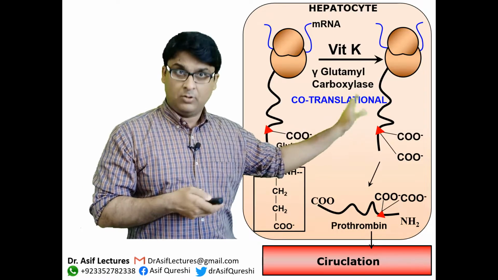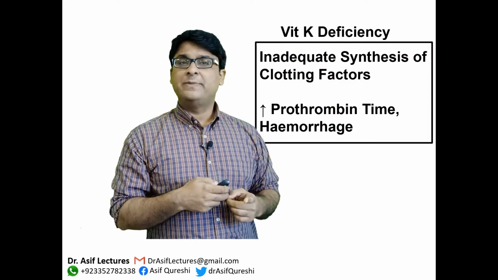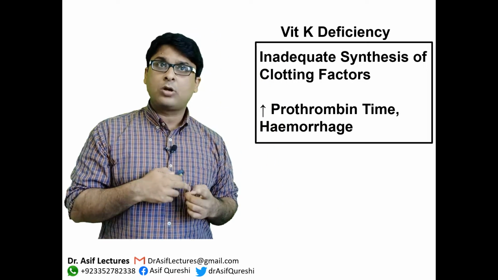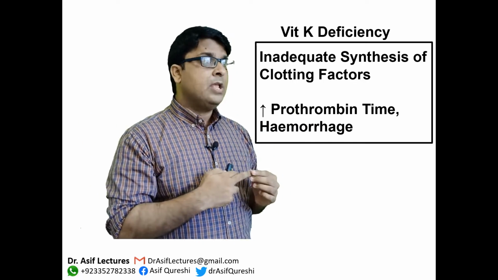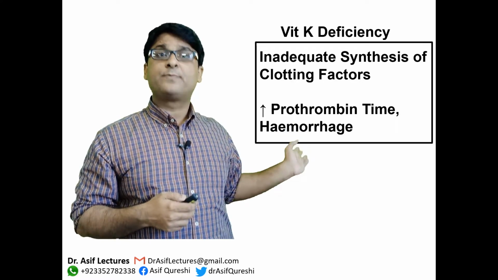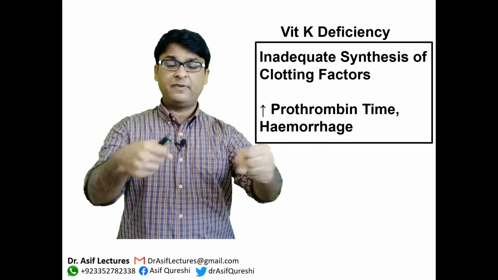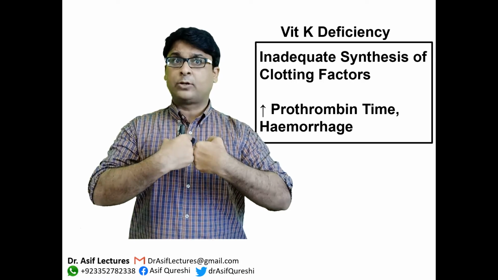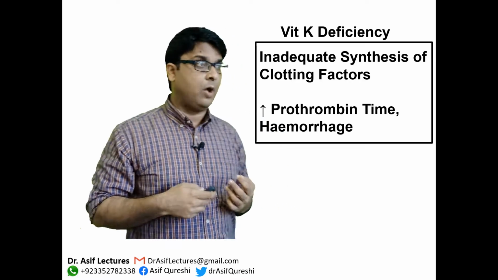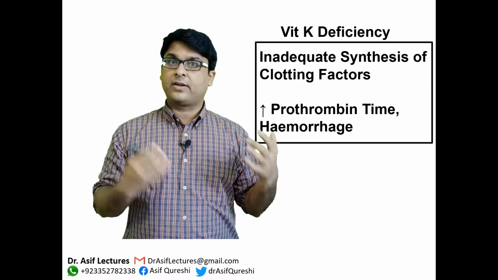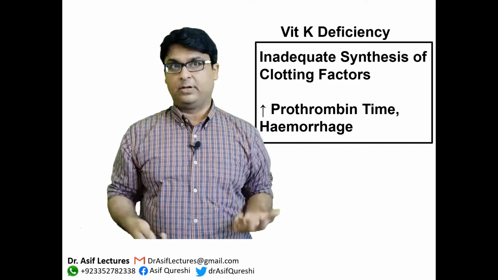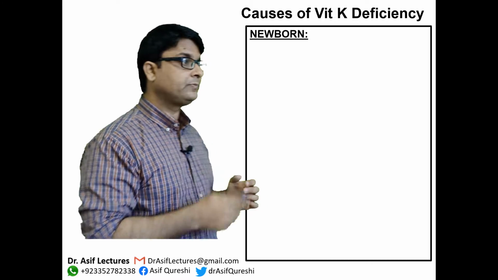And when there is vitamin K deficiency, you can now figure out that if vitamin K is not there, gamma carboxylation will not happen. So the clotting factors will be synthesized inadequately, and they will not be active. As a result, there is increased prothrombin time, because calcium will not be held properly, and clotting time will be delayed, which will lead to hemorrhages. Obviously, because the job of the clotting factor is to stop hemorrhage, but if the clotting factors are malfunctioning, hemorrhage will happen. It should make sense to you.